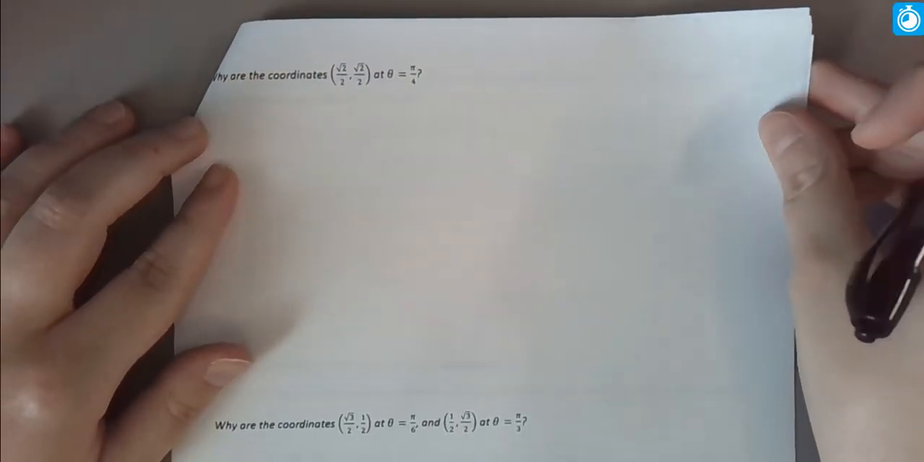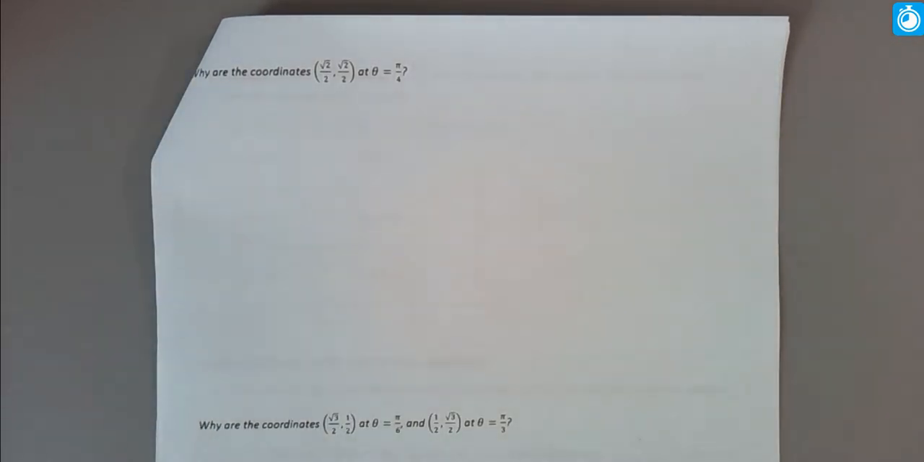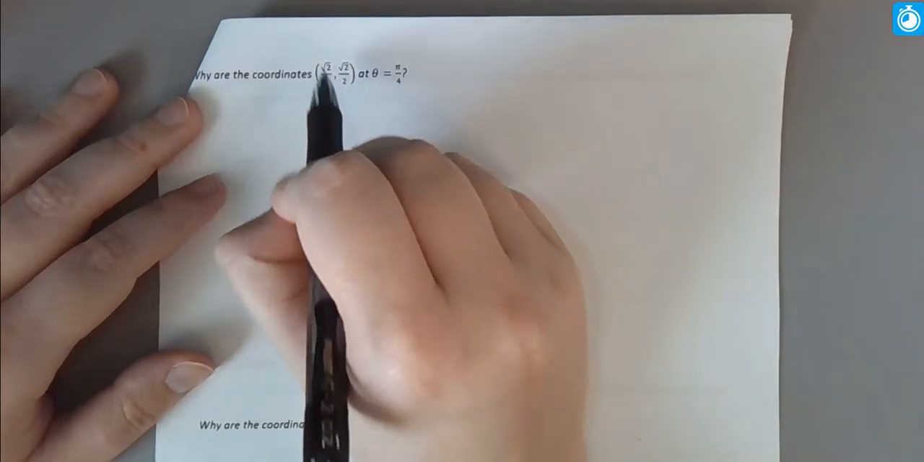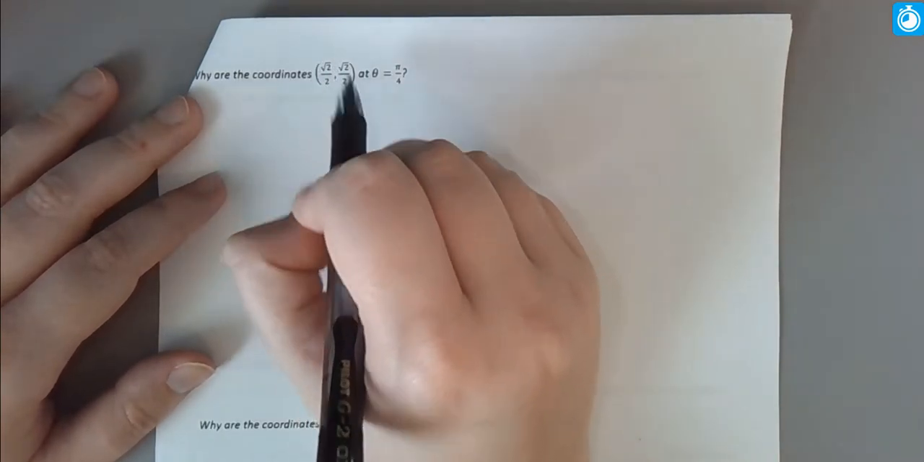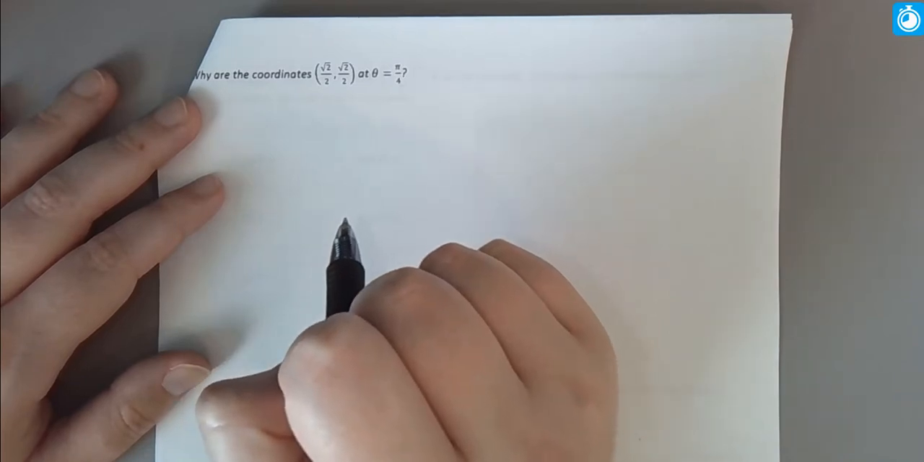So our first question: why are the coordinates √2/2 and √2/2 at theta equals pi/4? Why is that the case? In other words, at pi/4, why is our cosine √2/2 and why is our sine √2/2? Why did these coordinates pop up the way they did?